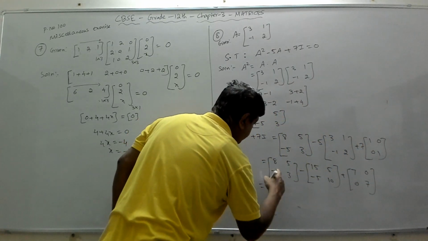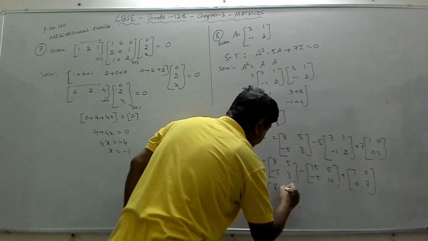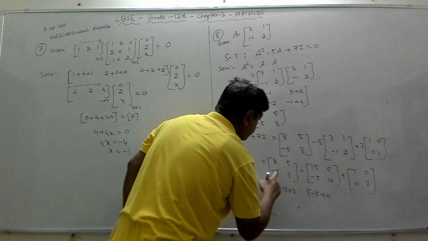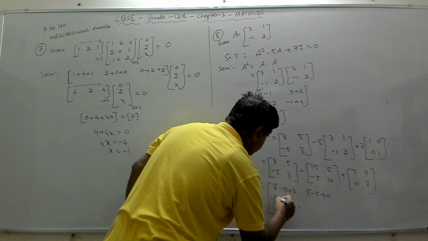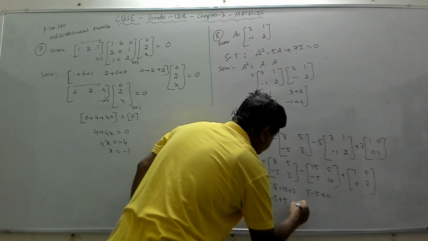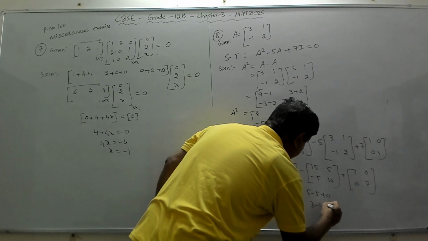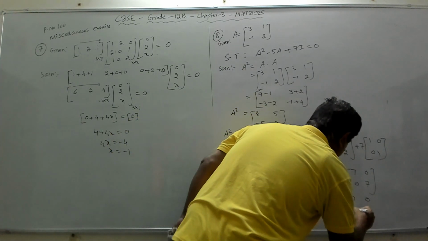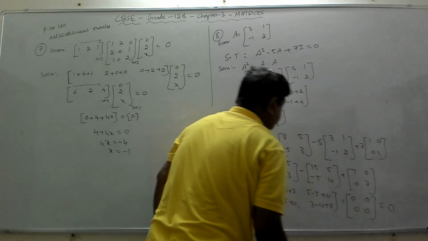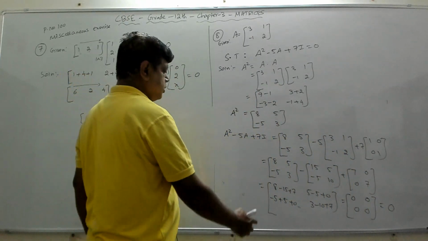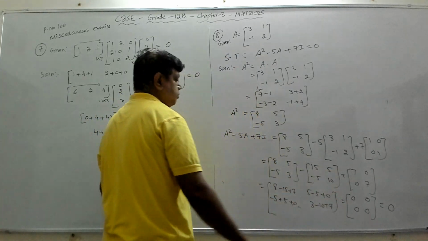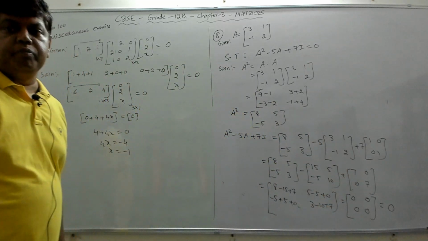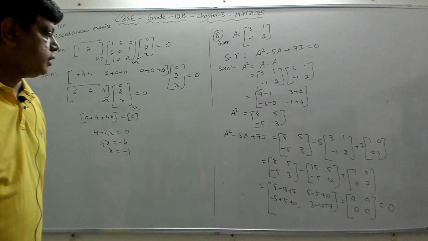So now finally we'll get 8 minus 15 plus 7. 8 minus 15 plus 7. And this will be 5 minus 5 plus 0. And minus 5 minus of minus 5, so minus 5 plus 5 plus 0. Then 3 minus 10 plus 7. So finally this will become 0, 0, 0, 0, which is your 0 matrix. Right? So this is 0, this is 0, this is 0, this is also 0. So we have proved A square minus 5A plus 7I equal to 0. Fine.